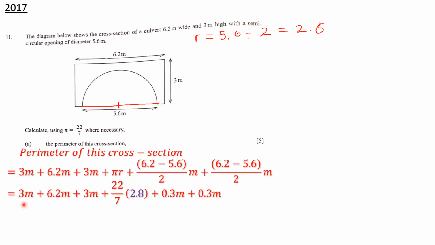Okay, so let's add. So we have 3 meters, 6.2 meters, 3 meters, 22/7 times 2.8 is 0.3 meters and 0.3. Before we add, let's multiply. So I multiply 22 times 2.8 and divide it by 7, and I got 8.8 meters. And when we add all these together, we get 21.6 meters. And so that means that the perimeter of the cross section is 21.6 meters.